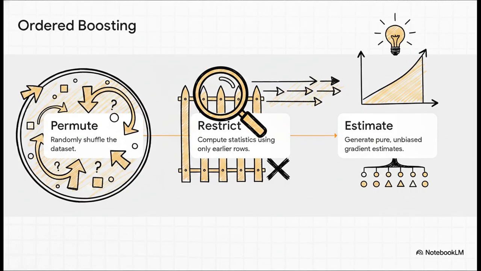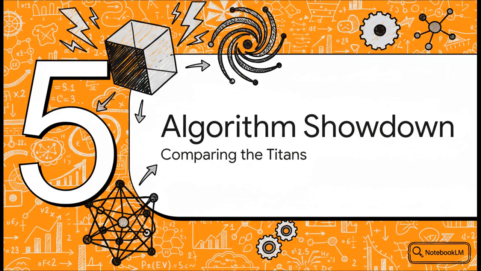CatBoost ingeniously defeats this target leakage with something called ordered boosting. It's a really elegant three-step solution. First, it randomly permutes or shuffles your dataset. Then, when it computes split statistics for a specific row, it intentionally restricts the flow of information so the model can only look at rows that appeared earlier in the shuffle. This stops leakage dead in its tracks. Combine this with its use of deeply balanced, interpretable oblivious trees, and you get incredibly pure, unbiased estimates. Let's move on and see how this builds.